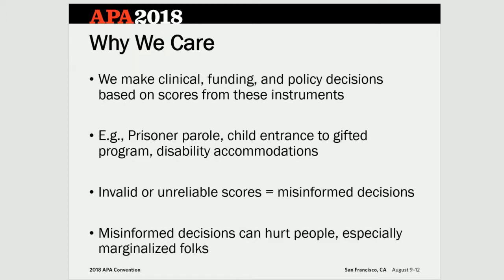And the reason we care is that we make important clinical, funding, and policy decisions based on scores from psychological instruments. We make decisions about prisoner parole, child entrance to talented and gifted programs, whether someone will get disability accommodations, etc. And if you have invalid or unreliable scores, this can lead to misinformed decisions, and such decisions can really hurt people or hold them back, especially marginalized folks.